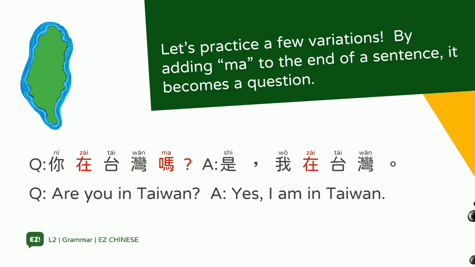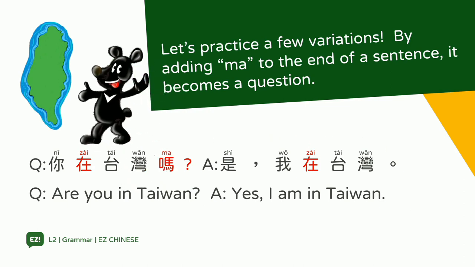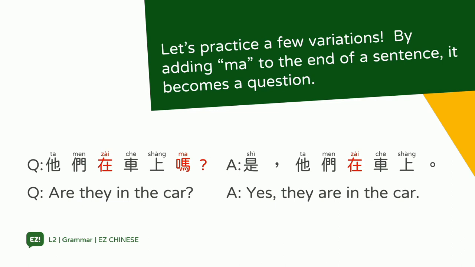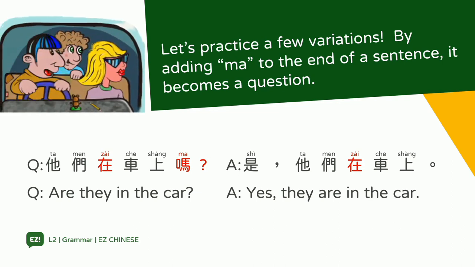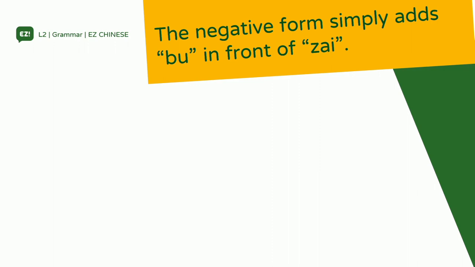Let's practice a few variations. By adding ma to the end of a sentence, it becomes a question. 你在台湾吗? Are you in Taiwan? 是,我在台湾。 Yes, I am in Taiwan. 他们在车上吗? Are they in the car? 是,他们在车上。 Yes, they are in the car.